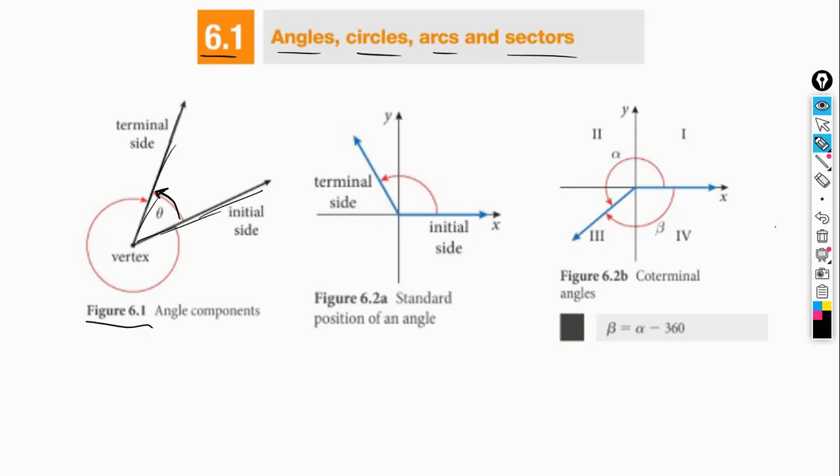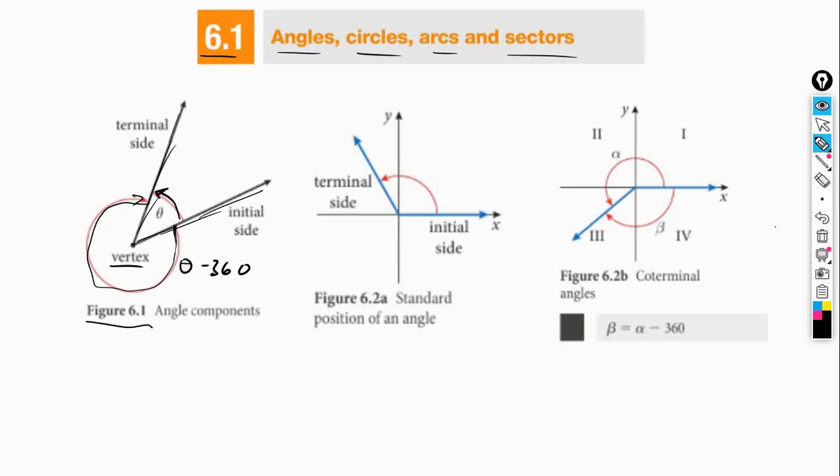And if we were to measure an angle in the opposite direction, notice that here we have this outer angle measured in the opposite direction. This angle would be negative. And not only would it be negative, but it would be equal to theta minus 360. Notice that the point where the terminal and initial sides meet is known as the vertex.